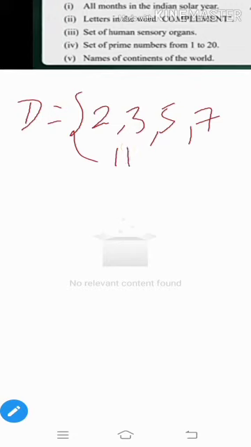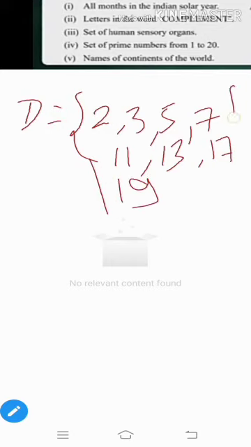After that 11. After that 13, 15, no, 15 is not a prime number because it is divisible by 3 or 5. After that 17, and after 17 the last one between 1 to 20 is 19. 19 is the last prime number. So D is equal to 2, 3, 5, 7, 11, 13, 17 and 19.